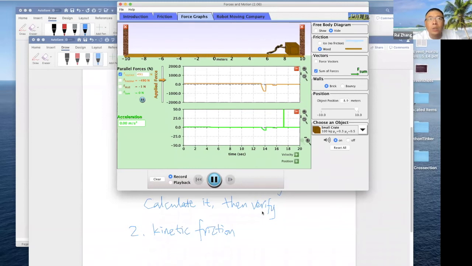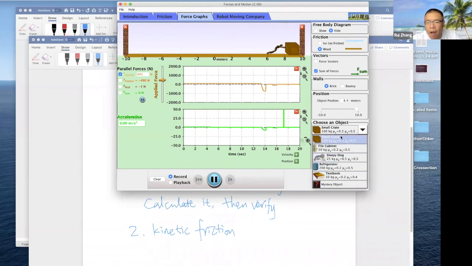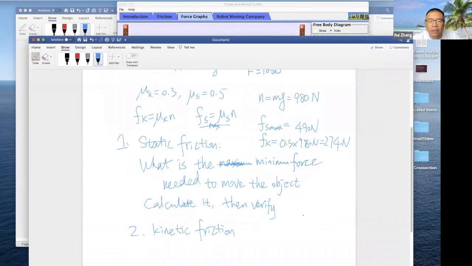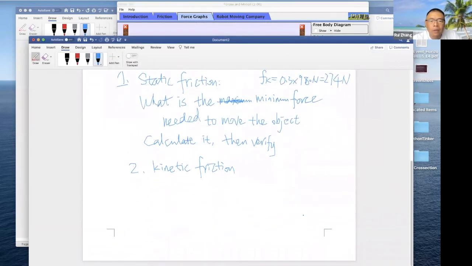I want you guys to run again, you have 5 objects here, right? To run 5 trials with the kinetic friction. Okay, so here we need to run 5 trials as well for the 5 objects. 5 trials for 5 objects. Okay, this is going to be 5 trials as well.